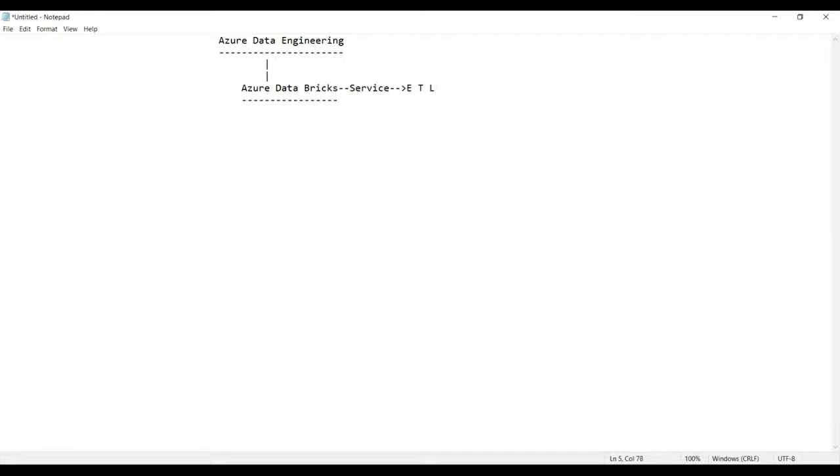And it is used for the purpose of extraction, transformation, and loading. So now, guys, what is this extraction, transformation, and loading? Let us try to understand this. That is ETL: extraction, transformation, and then loading.